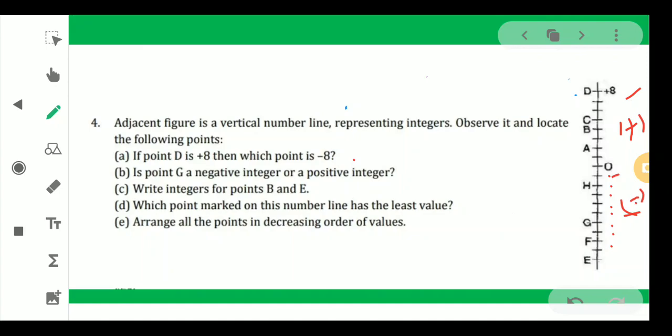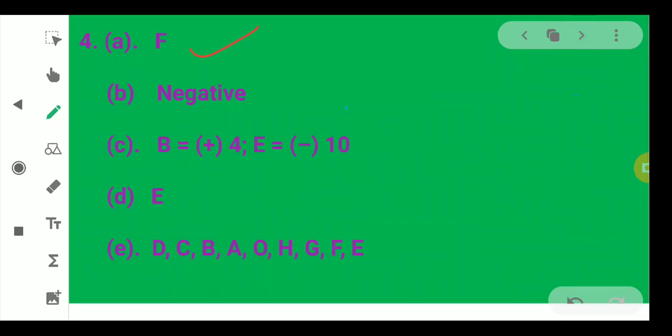Is G a negative integer or a positive integer? Now we have to see where is the location of G. If it is above the 0, it will be positive. Below the 0, it will be negative. So we are watching that G is here. It is below 0. So it should be in the negative sign. So negative.